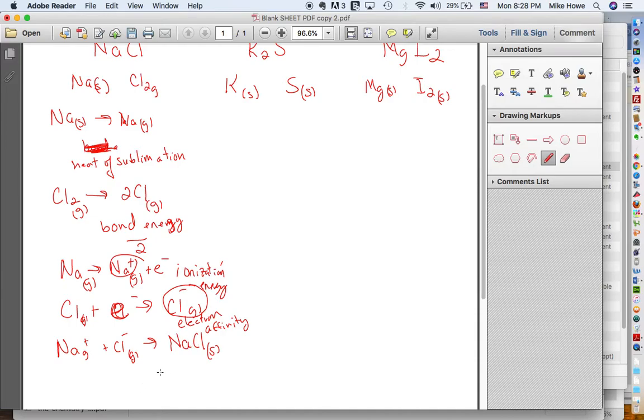All right, and then the last energy change is lattice energy. A lattice is something kind of like, you may have seen a building being built, and they usually put an iron grid work up, and then they put the walls on the grid work. That's the lattice. So lattice energy is what this is called.